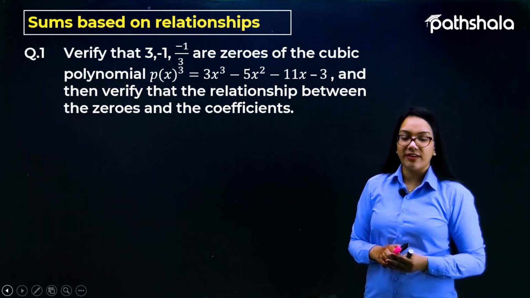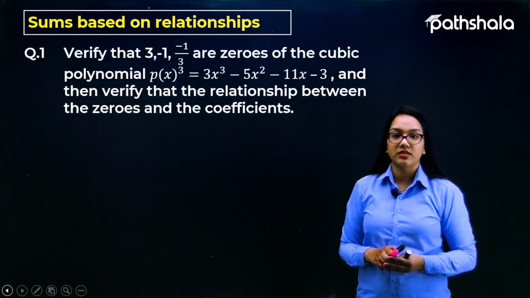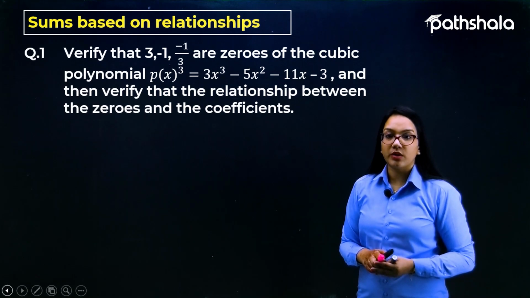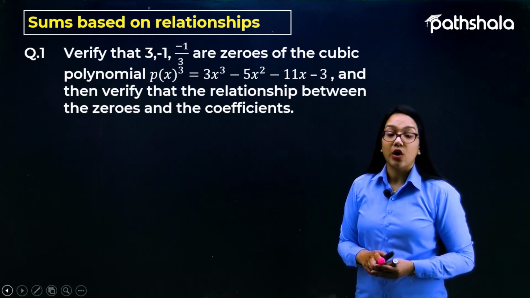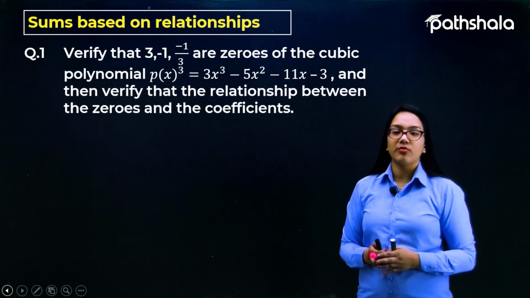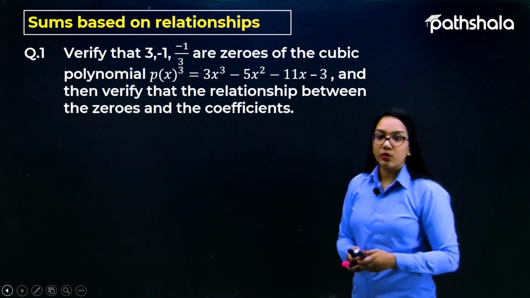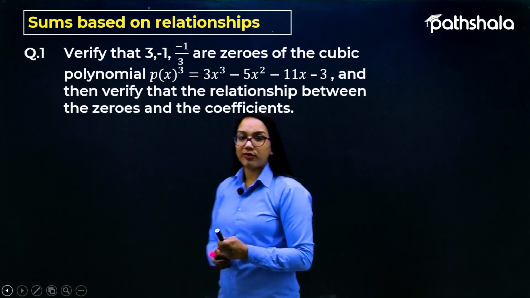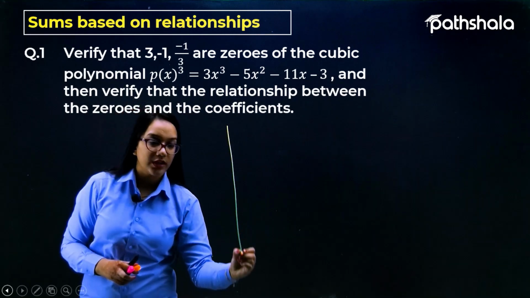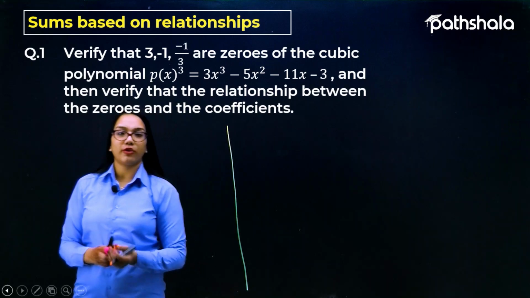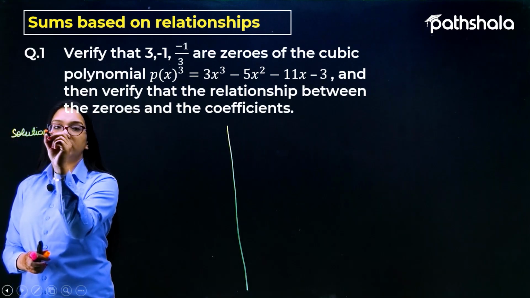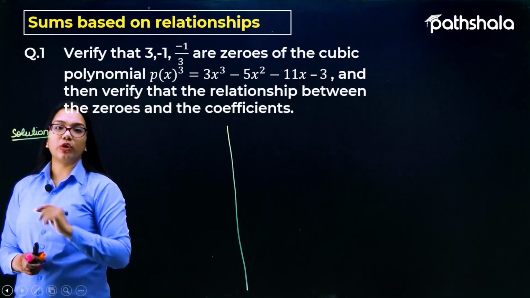Question number 1 says: verify that 3, minus 1, minus 1 by 3 are the zeros of the cubic polynomial, and then verify the relationship between the zeros and the coefficients. Now let's start first of all with verifying whether these are the zeros of the cubic polynomial or not. So let's start with the solution for the very first part, that is, we have to verify whether these three are the zeros of this cubic polynomial or not.